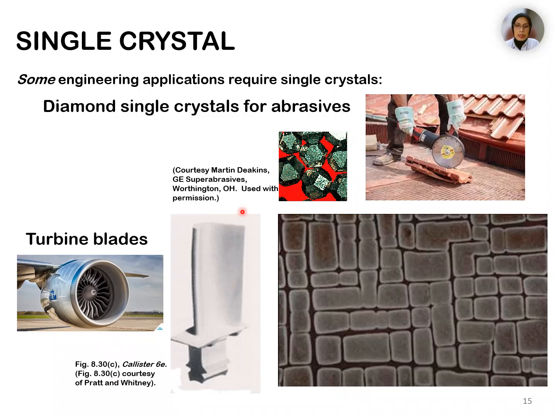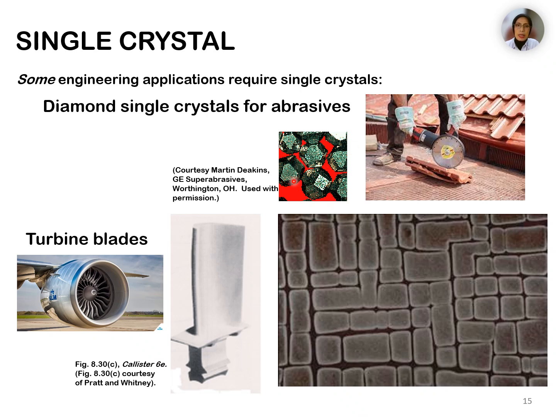This is an example of a single crystal. The first one is the diamond single crystal for abrasives. The material, for example, is this cutting wheel, used to cut roof tile. As you can see, the tip of the cutter is covered with diamond single crystals, in the form of powder. If we look at the diamond, each diamond is a single crystal.